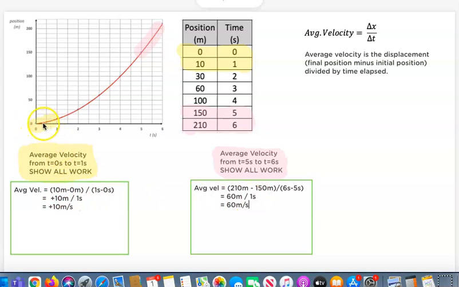So note here, early on, this object maybe started at rest, no slope, and in the first second it had an average velocity of 10 meters per second. In the last second it had an average velocity of positive 60 meters per second. So the velocity is increasing.